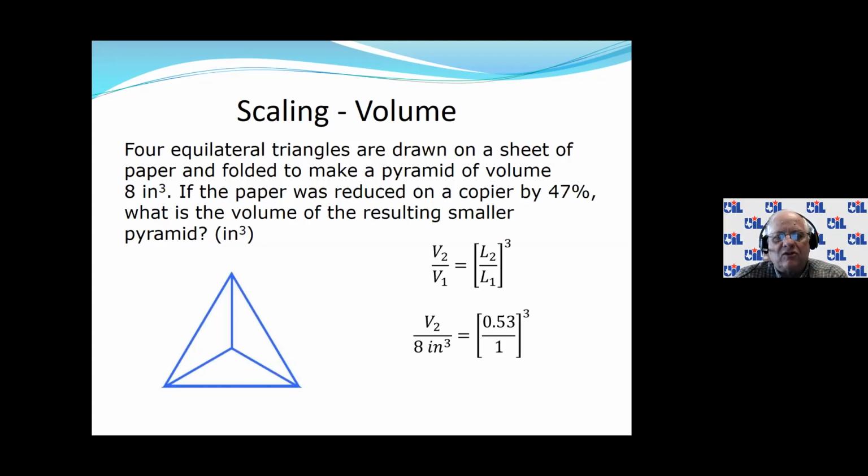So my length dimension is the smaller length, but again, it's not 0.47, it's 0.53 because I'm reducing it by 47%, which means what I have left is 53%. So 1 inch would go to 0.53 inches. So again, I have 0.53 and then 1 for my ratio of lengths, and I cube that. That gives me the means to solve for V2. And the V2 actually becomes really pretty tiny, 1.19 cubic inches. I would have guessed a bigger number than that based on the 8 cubic inch starting point.